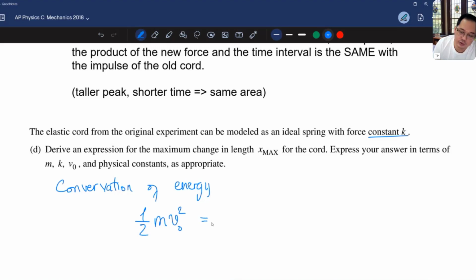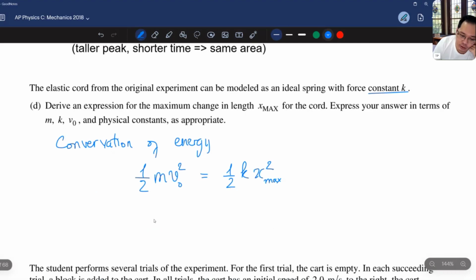We convert it totally into the elastic energy of the cord, which is 1/2 k times the maximum extension squared. And from this equation we can derive x max, which is the square root of, simplify, x max is the square root of m over k times v zero.